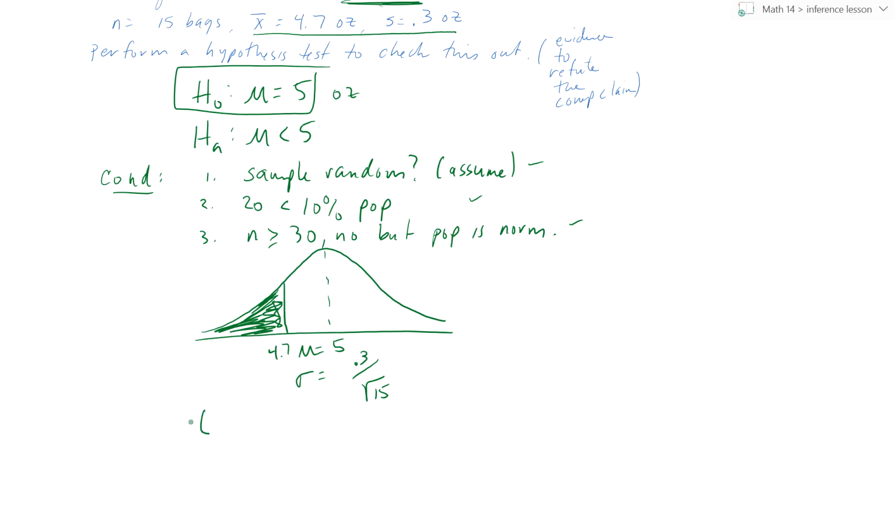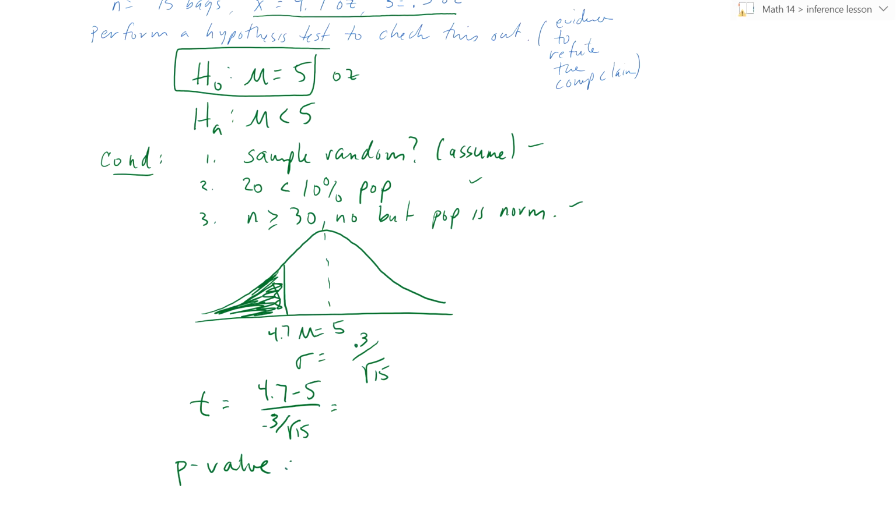We can find the t-score, which is just like the z-score, 0.3 over the square root of 15. And then again, I can look it up on the table, or I can use the p-value and do it on my calculator. By the way, this is a t-test, and I need to tell you what test I'm using.